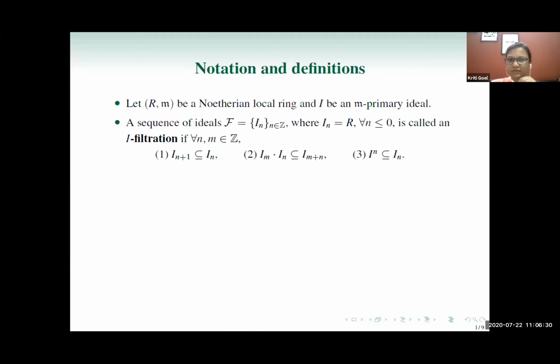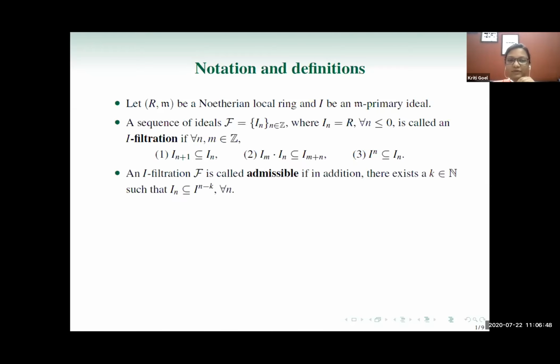Given a sequence of ideals I sub n, we say it is an I-filtration if it satisfies the following three properties. Firstly, it should be a descending sequence of ideals. Secondly, it should satisfy the grading property. And finally, the nth power of the ideal I should be contained in I sub n. Moreover, if an I-filtration satisfies the property that there exists a natural number k such that I sub n is contained in the (n minus k)th power of the ideal I, the filtration is said to be an admissible filtration.